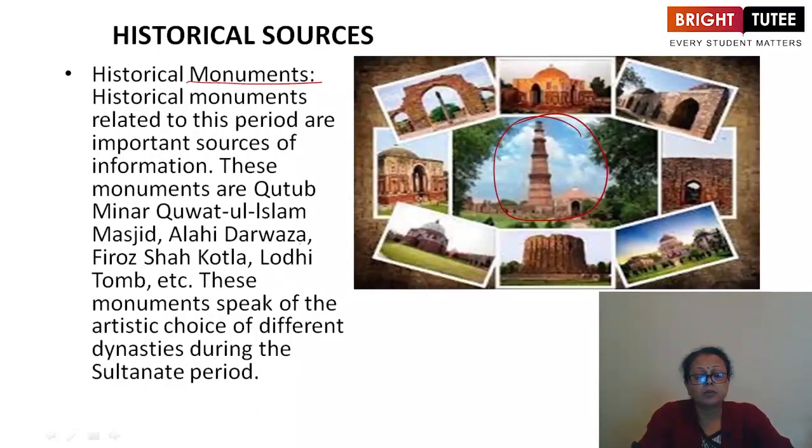These monuments are Qutub Minar, then Quwwat-ul-Islam Masjid, Alai Darwaza, Firoz Shah Kotla, Lodhi Tomb, etc. And these monuments speak of the artistic choices of different dynasties. Every dynasty had a different choice, and as per their choice, these monuments were constructed. During the Sultanate period, there were different dynasties, and different sultans constructed these monuments.